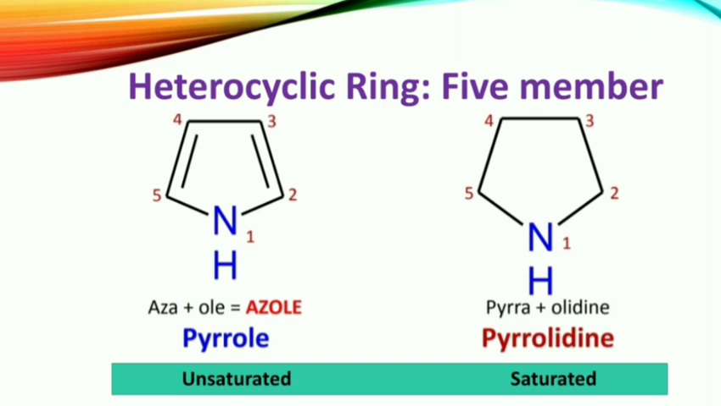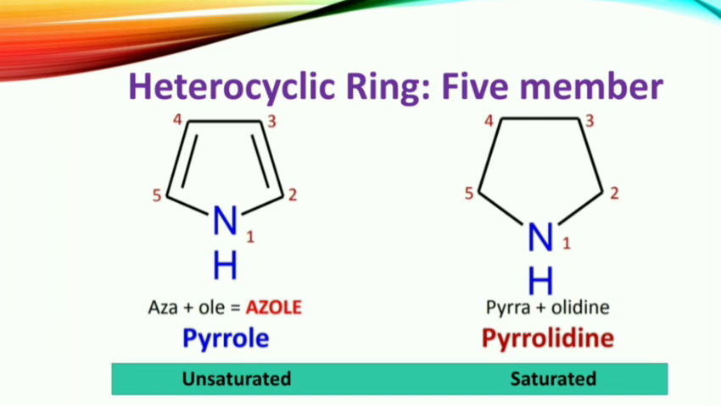This is the prefix for this ring structure, and since this structure is saturated, you can use olidine as the suffix. While combining pyrra plus olidine, you have to remove the a from pyrra, and you will get pyrrolidine. You get pyrrolidine as the name for this 5-member ring structure.